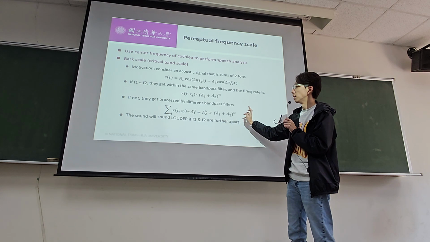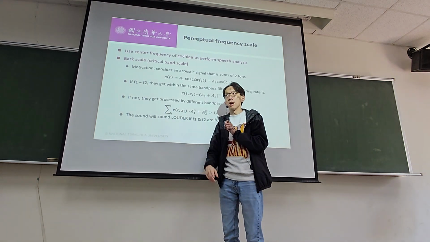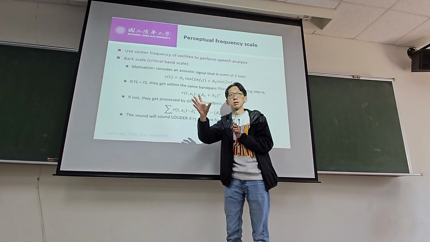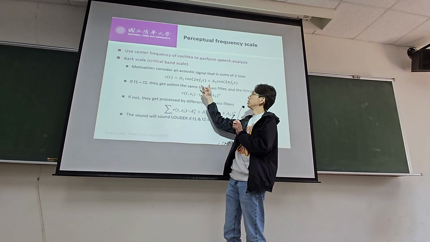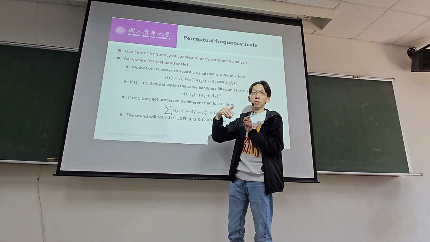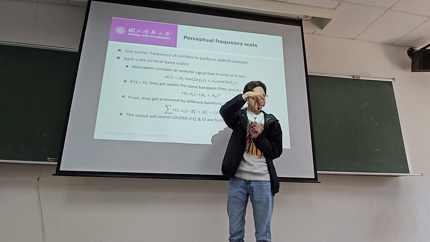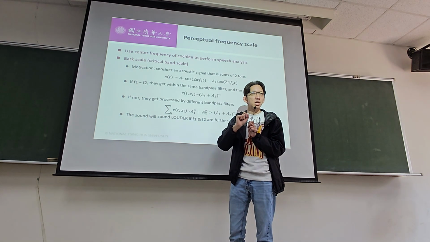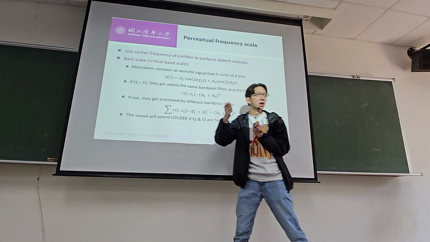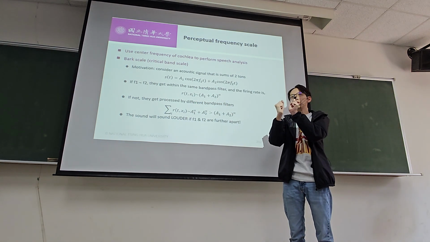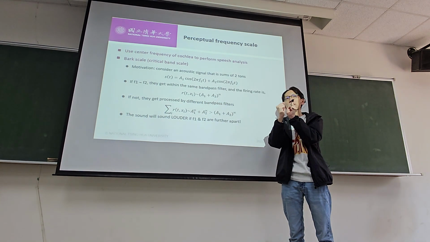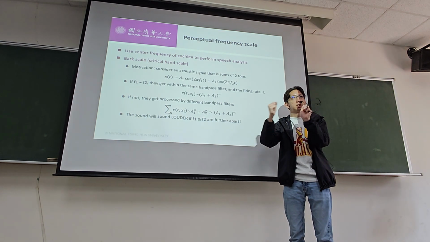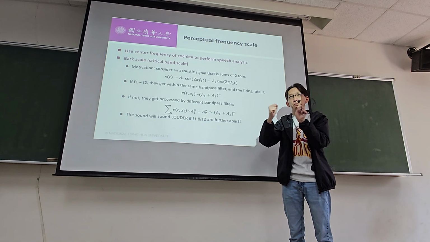which is greater than the original (a1 plus a2) to the alpha. So what that means is, if you have these two tones and they're far apart enough, the overall sound will be heard as louder. If these two get closer, they'll be processed by the same section of the membrane, and the overall sound will sound lower. So we need to design a scale that reflects that, basically whether two frequencies are being processed by the same bandpass filter or a different bandpass filter. That's the concept of designing the Bark scale.